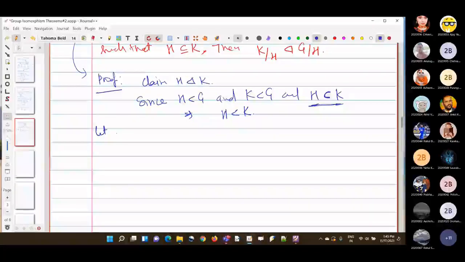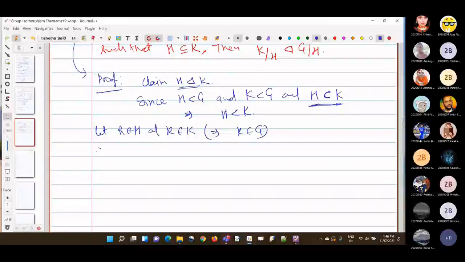Now let h belong to capital H and small k belong to capital K. Okay, and therefore this implies that k is also a member of G. This you should note down. Fine. So now we are trying to prove that KH is normal in G. We want to prove this one.